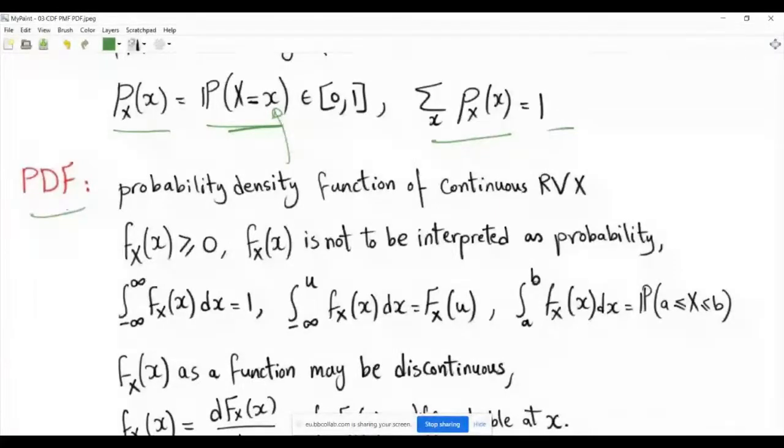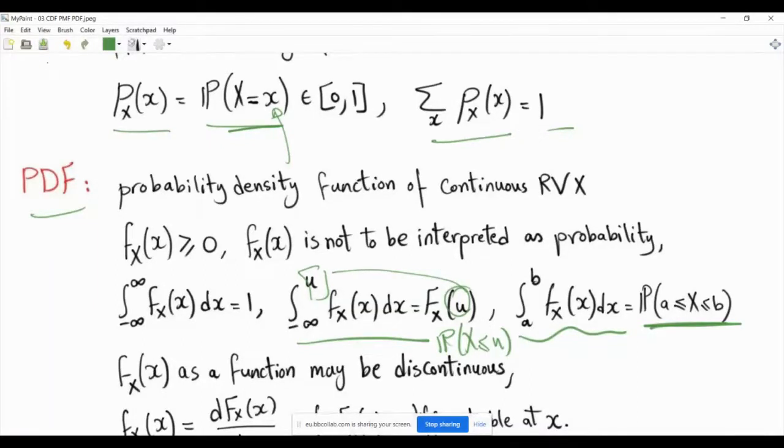PDF is the business of absolutely continuous random variables. Again, this trick of assigning PDFs to discrete random variables via the Dirac deltas, we will not use. So PDF is for absolutely continuous random variables, and it is non-negative. It's not a probability, but you can use it to obtain probability. If you want the probability on some interval from A to B, integrate this PDF from A to B. If you want the CDF evaluated at U, which is the probability that big X is less than or equal to U, integrate from minus infinity to U. And from minus infinity to infinity, it should be 1.